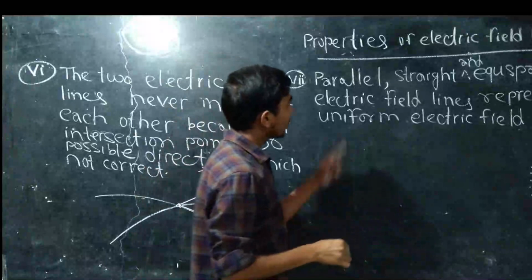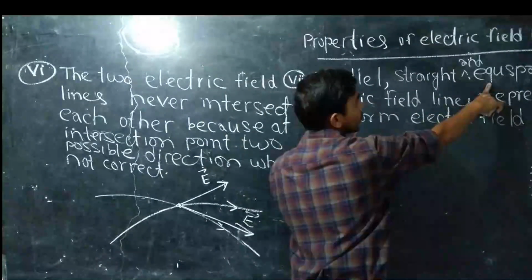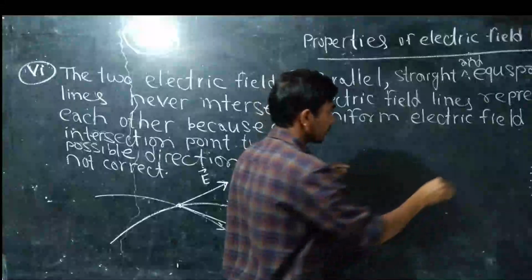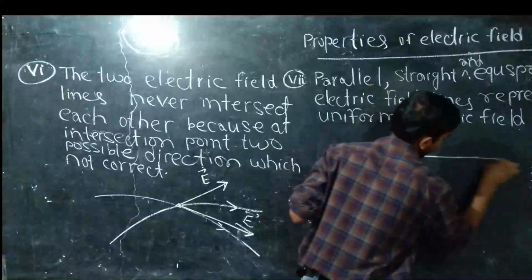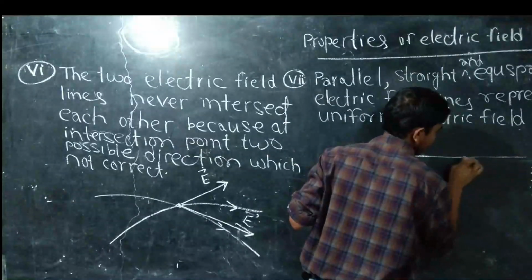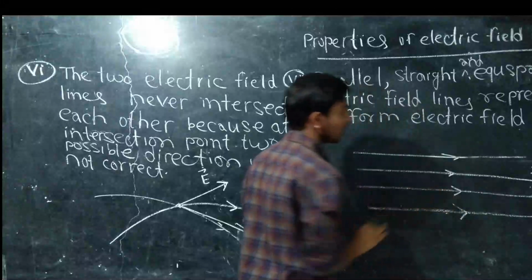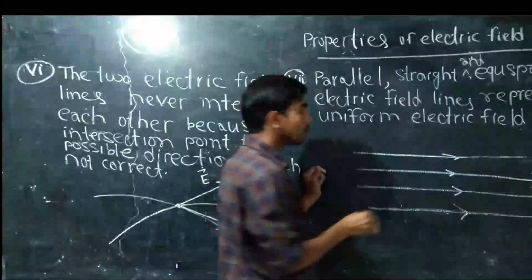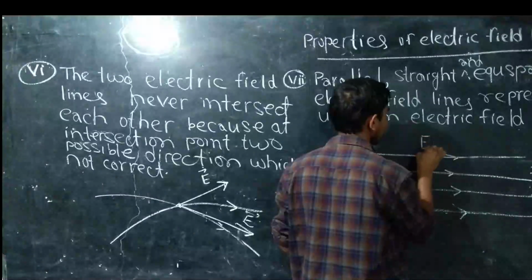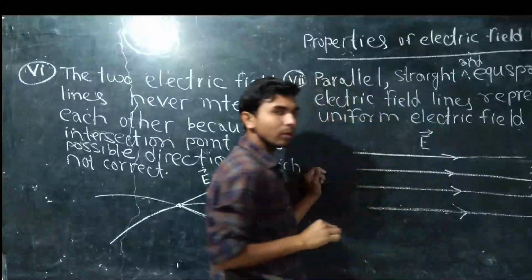So parallel, straight, and equispaced, right? That means suppose this is your electric field line. So this kind of electric field lines will represent uniform electric field, right?